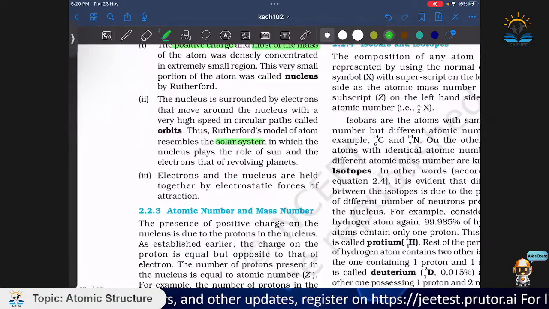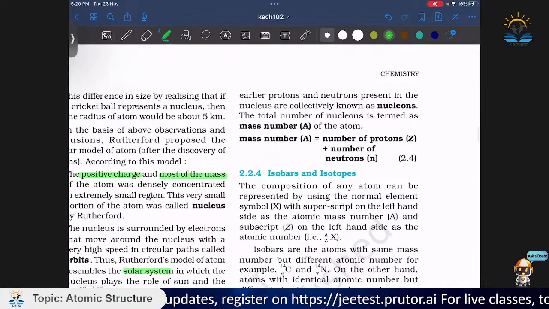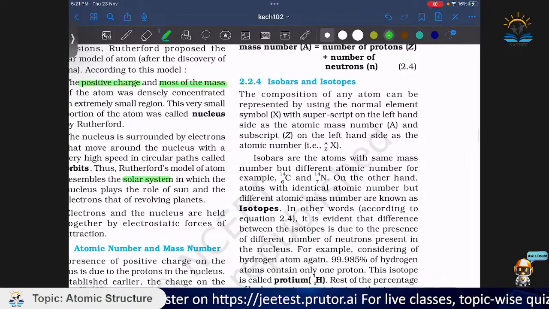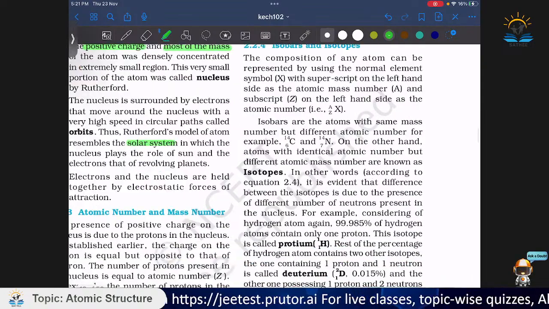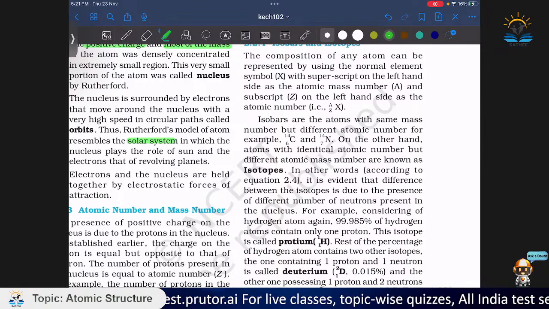Okay, let us move to atomic number and mass number. We don't need to focus much more on this. We'll directly go to isotopes and isobars. Isotopes are basically the elements having the same number of protons but a different number of neutrons.